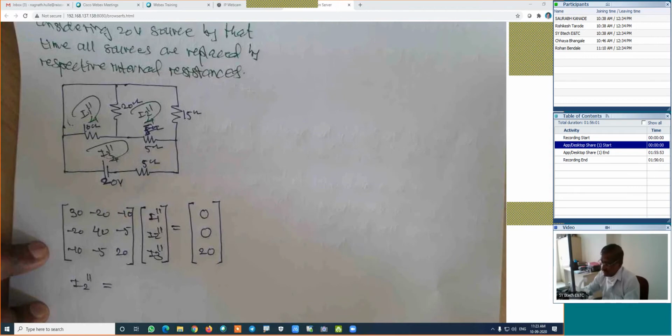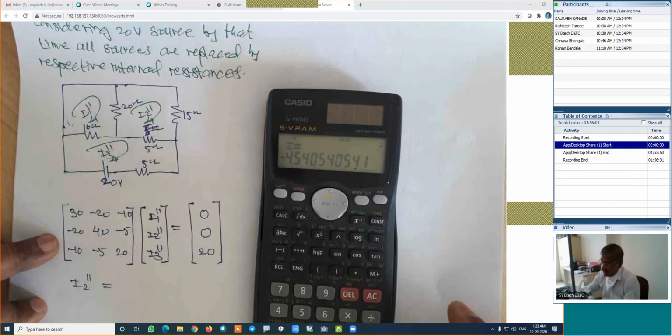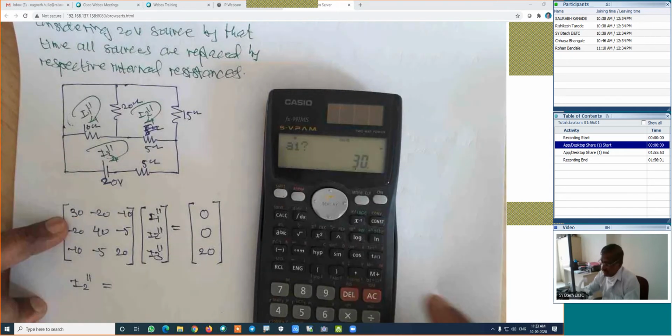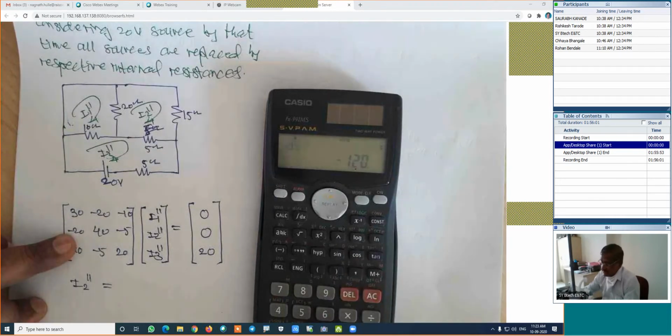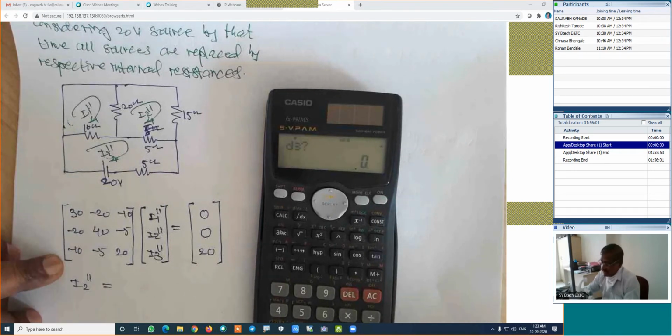This is our target. If I use the calculator again, the values are already available in my calculator. A1 is 30, B1 is minus 20, C1 is minus 10, D1 is 0, fine. A2 is minus 20, B2 is 40, then C2 is minus 5. Then D2 is not 120, it is 0. I will make it 0. A3 is minus 10, this is minus 5, this is 20, and the last value D3 will be 20. Is it right? And which is equal to?